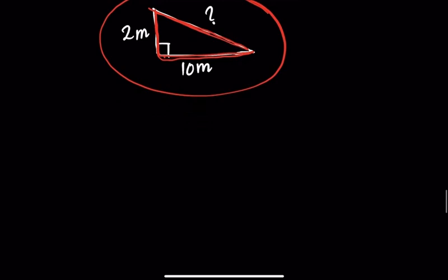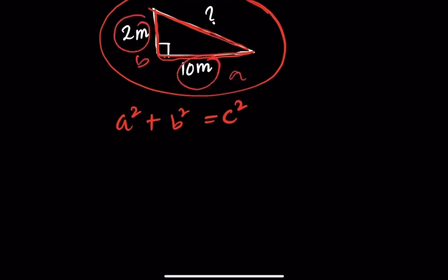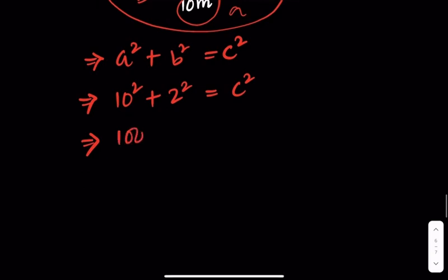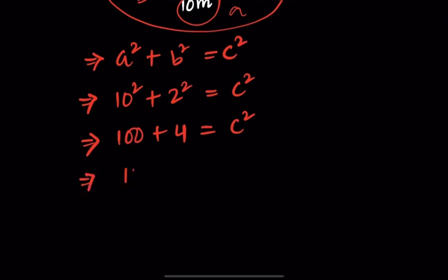Since this situation forms a right triangle, a squared plus b squared should be equal to c squared. Let this be a, let this be b, and let this be c. So substitute everything in the equation. a squared means 10 squared, b squared is 2 squared, which is equal to c squared. 10 squared is 100 plus 2 squared is 4, which is equal to c squared. 100 plus 4 is 104, which is equal to c squared.